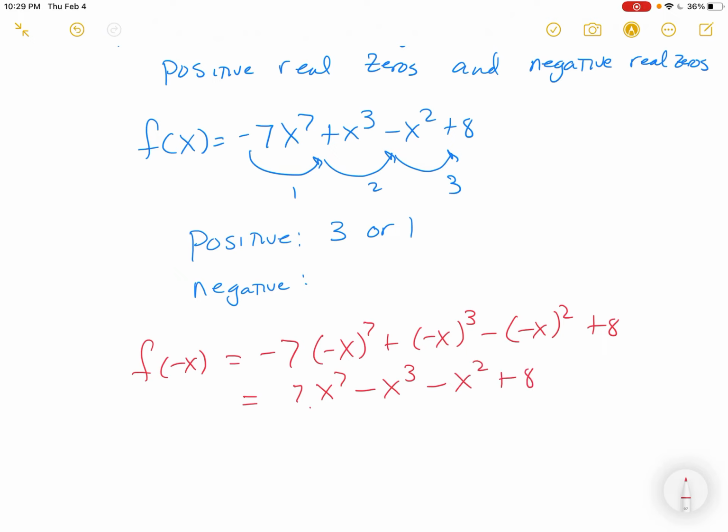And look how many sign changes we have here. 1, 2. And again, it's like our last one: 2 or 0. And so that's what you're doing as you go into the homework. They'll have you play around with these things.